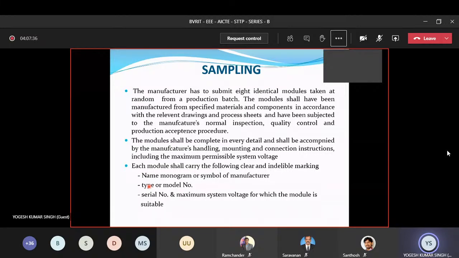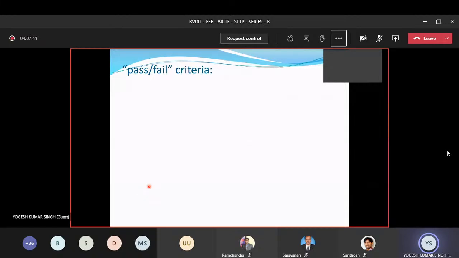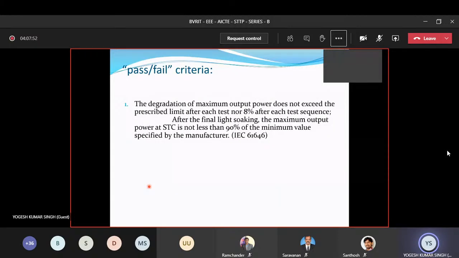Now the other criteria is the pass-fail criteria. Whenever the modules are tested in the STC condition, I will cover what the STC condition is. The pass-fail criteria: the degradation of the maximum output power does not exceed 8% after each test sequence. Suppose the module is 100 watts. Only 8% degradation will be allowed on the final output. If there is more than 8% degradation, the sample will not pass in that condition.